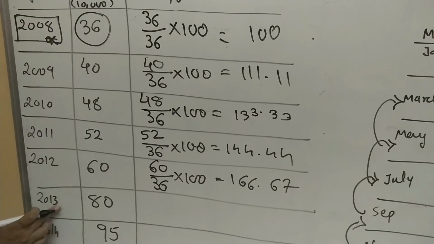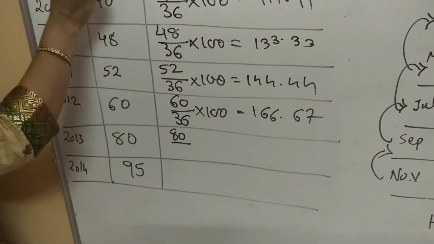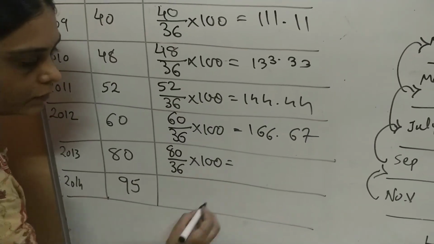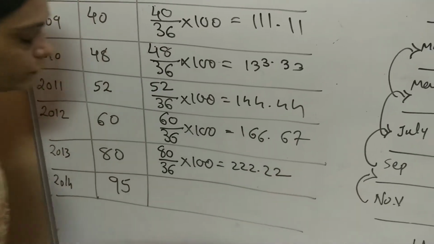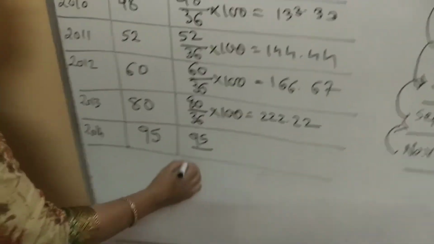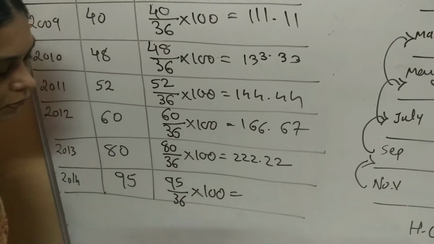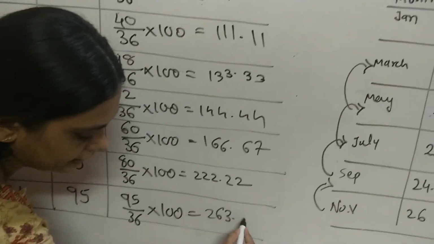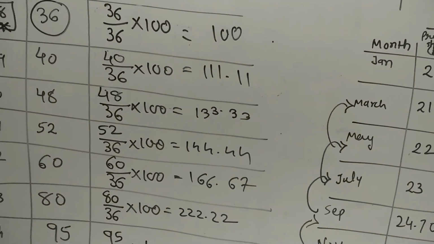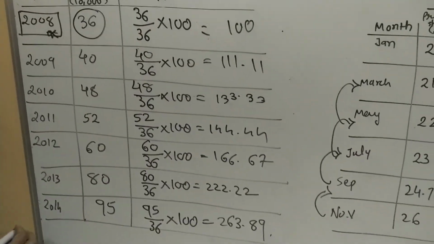Answer will be 166.67. In the year 2013, that is the current year price, and it is 80 upon base year price, the same, I have to take again 36, into 100. Answer would be 222.22. 2014, current year price is 95, base year price is again 36, into 100. Work it out, you will get the answer 263.89. So here I have completed all basic sums. Any sums you find in exercise 1, you can solve for more practice.